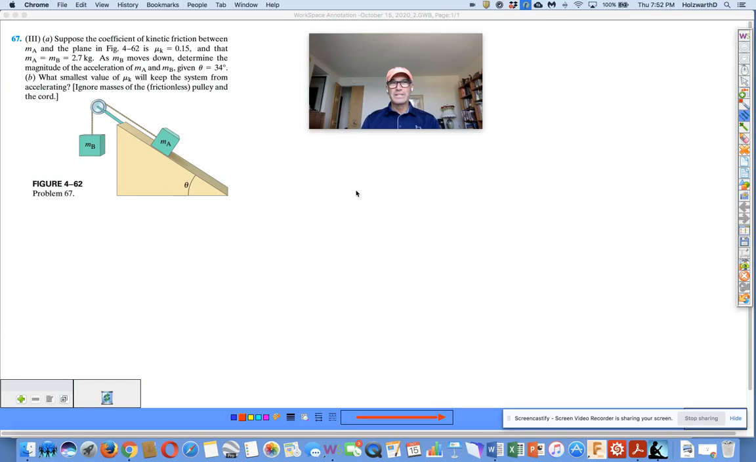Well, here's problem 67. Here we have an inclined plane with a pulley and two masses connected by a rope. Suppose the coefficient of kinetic friction between mass A and the plane is 0.15, and that MA and MB are equal, 2.7 kilograms, and MB moves down. Determine the magnitude of the acceleration of MA and MB given an angle of 34 degrees above the horizontal.